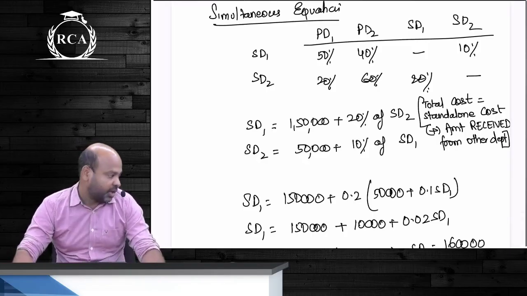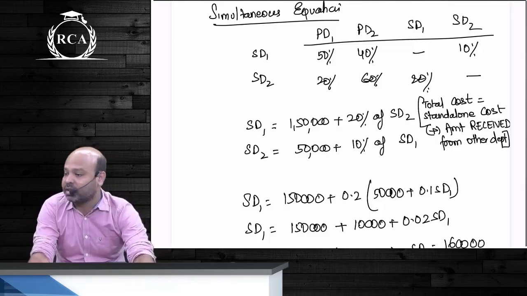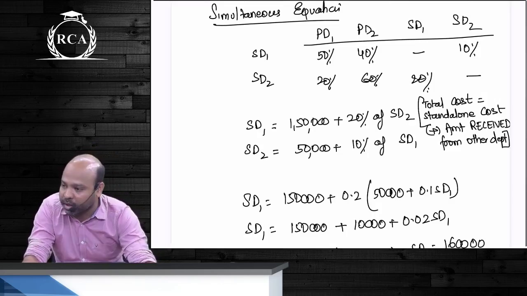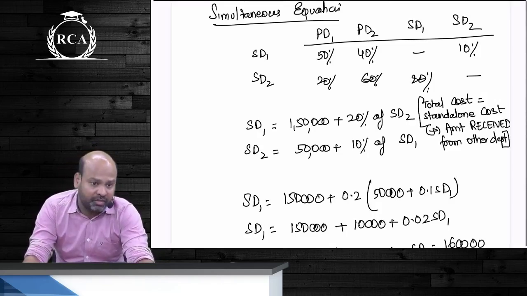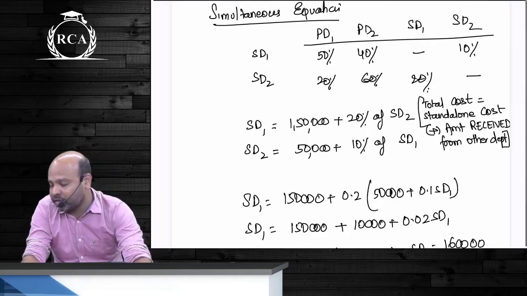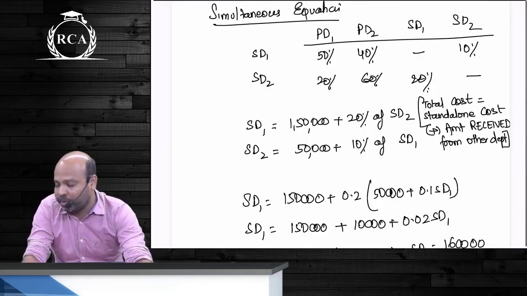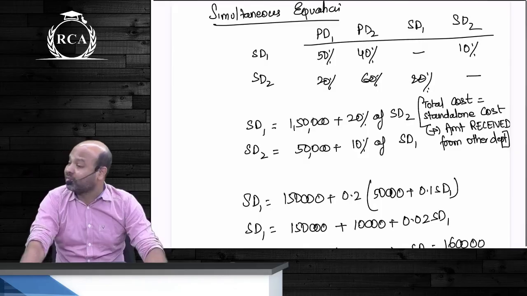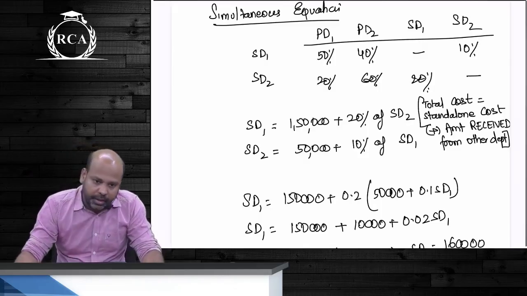जैसे यहाँ पे if you see, guys, SD1 is rendering 10% service to SD2 while SD2 is rendering 20% service to SD1. When I form an equation for SD1, it will be its own cost plus 20% of SD2. When I form an equation for SD2, it will be its own cost plus 10% of SD1. After that, the process is exactly the same as trial and error method.